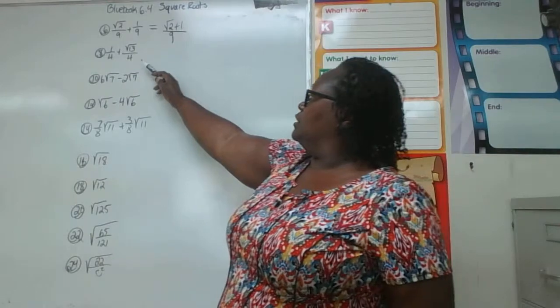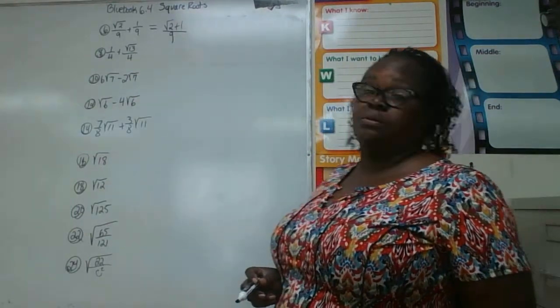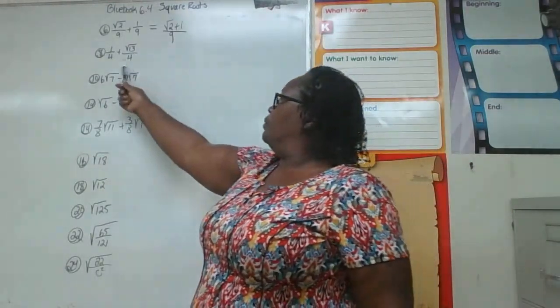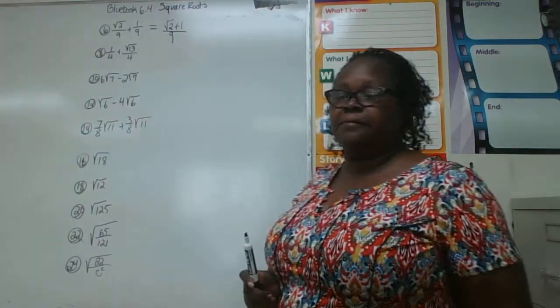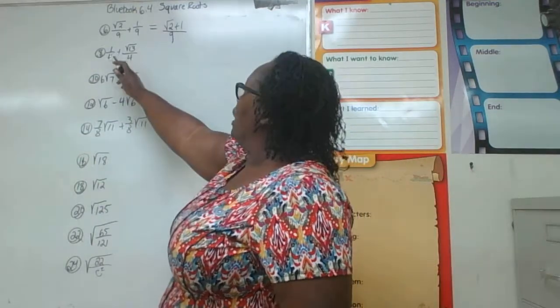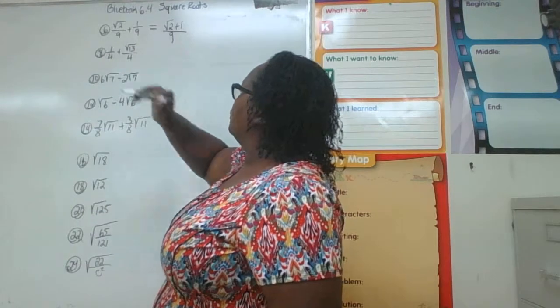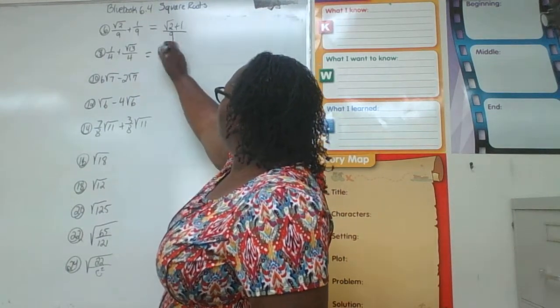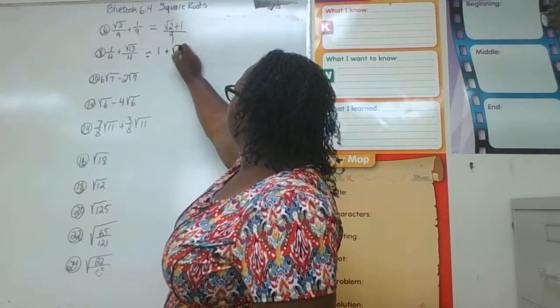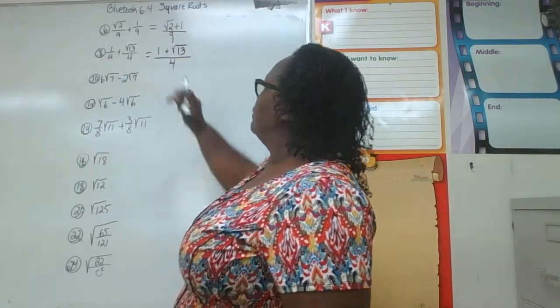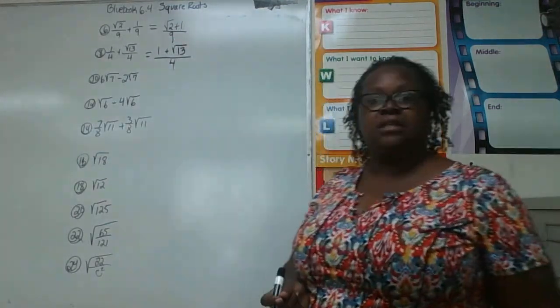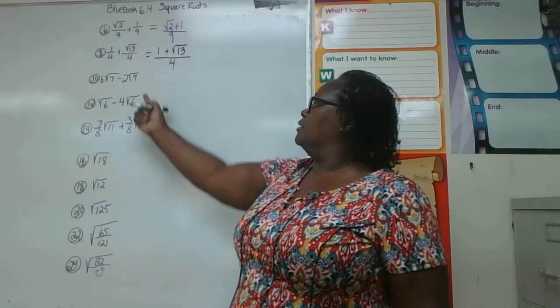Let's move on to number 8, which is similar to number 6. Here, they both have 4 in the denominator, and so we have 1 plus the square root of 13. So here you have 1 plus the square root of 13, which will remain in the numerator, and 4 will be in its denominator. Okay, let's look at number 10.